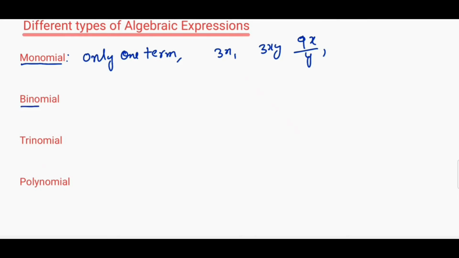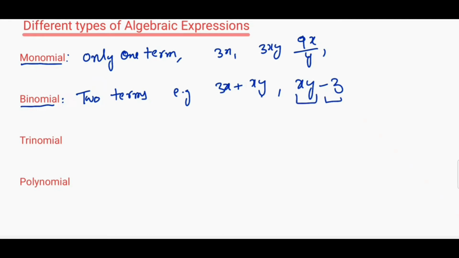Next we have binomials. A binomial is an algebraic expression which has only two terms. For example, 3x plus xy, because there are only two terms, 3x and xy. xy minus z also has two terms, xy and negative z.